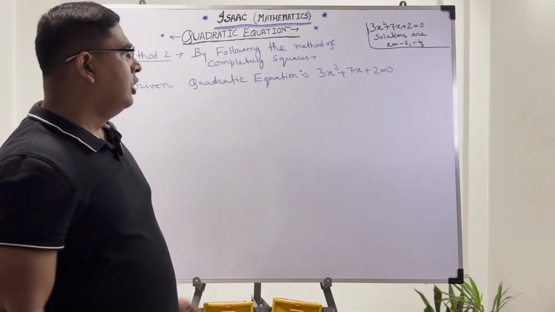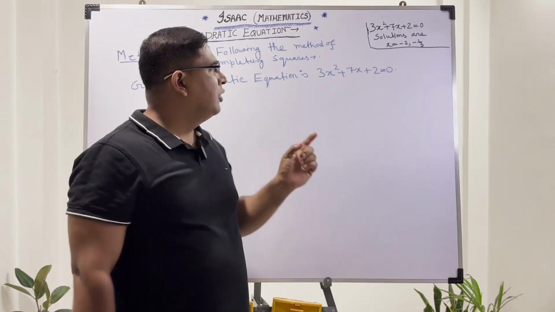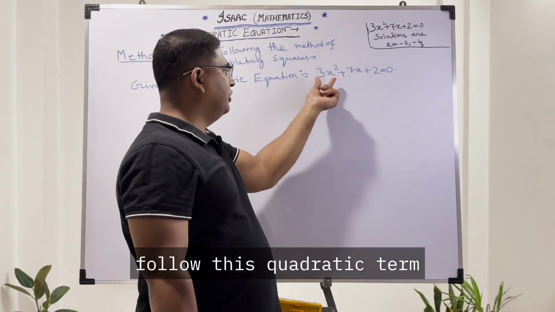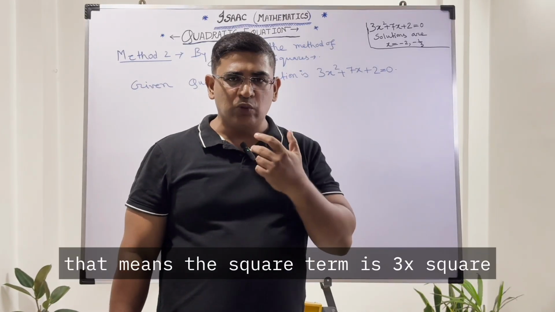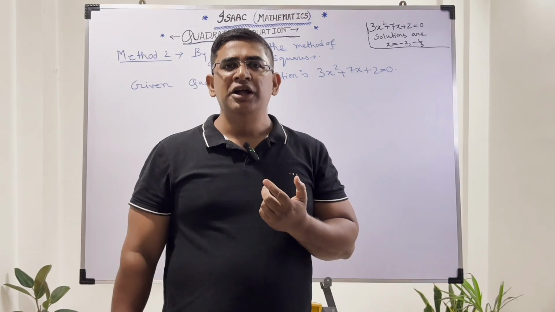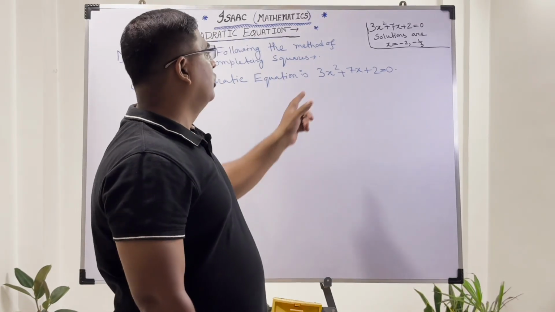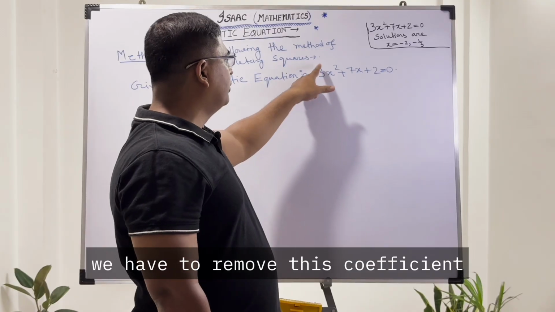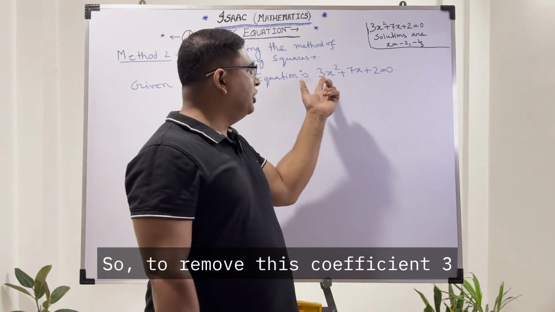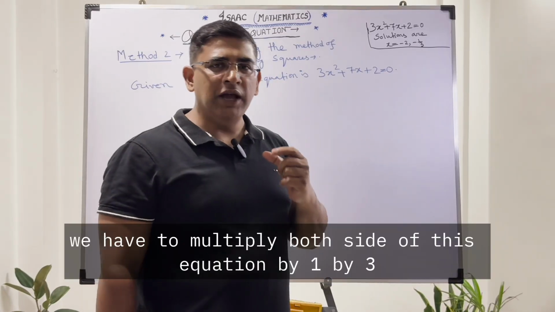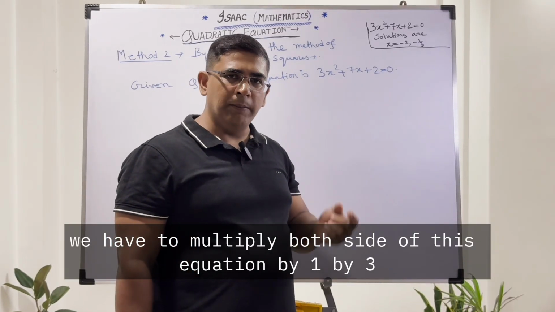Okay. So first of all we have to look at this quadratic term. So here the quadratic term, that means the square term, is 3x squared. The coefficient of this square term is 3. So first of all we have to remove this coefficient. Okay. So to remove this coefficient 3, we have to multiply both sides of this equation by 1 by 3.